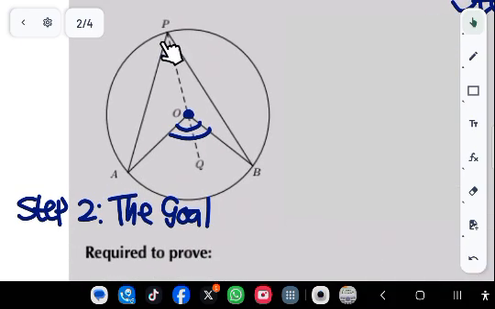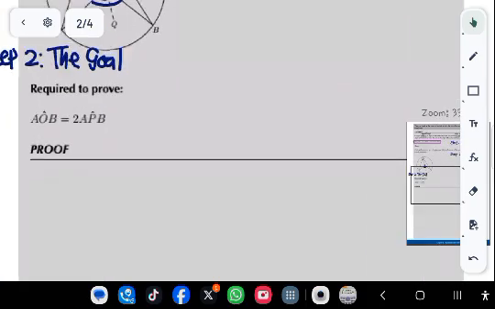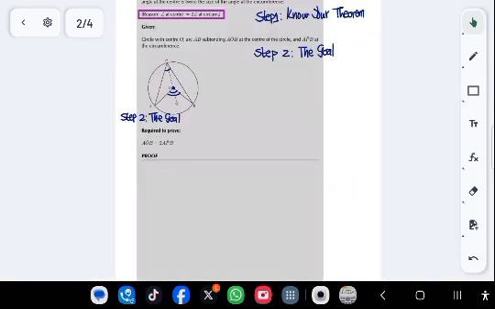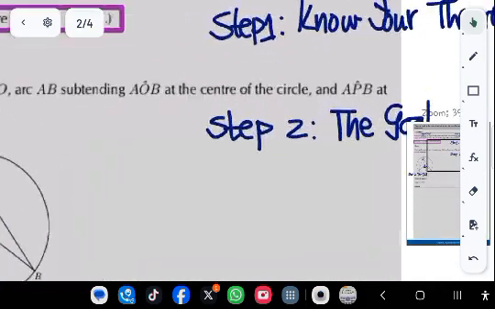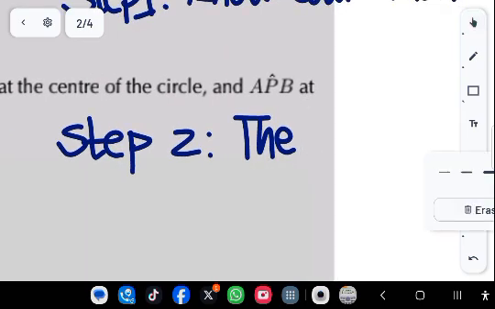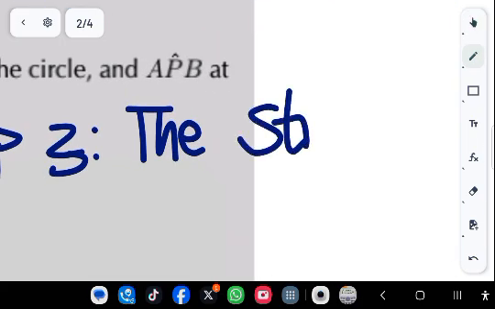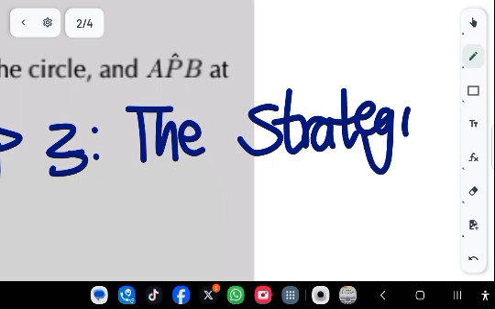So we're required to prove that this angle here at the center is equal to 2 times the angle at the circumference. Now that we know what the goal is, what is the strategy? Step number 3, the strategy. What is the strategy? How are we going to go about this?